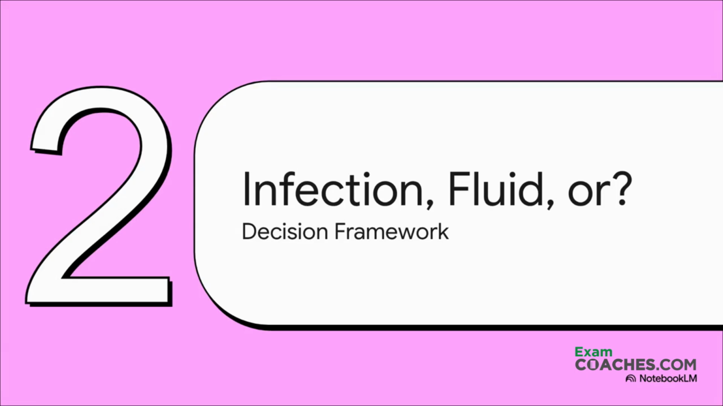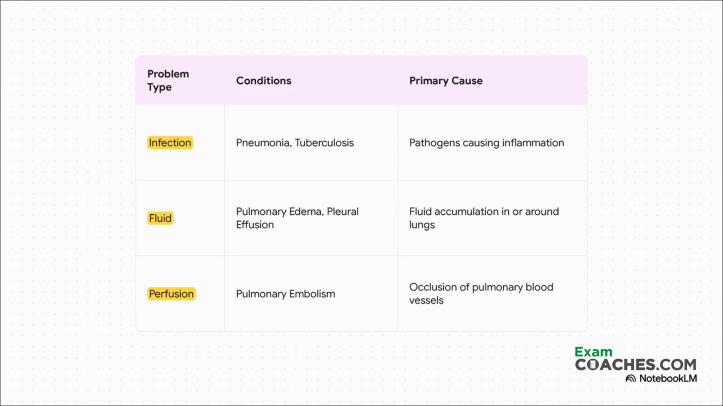These are the exact hurdles we all face. So this is where you need a mental model, a system to just cut through the chaos. And the framework we use at CSMRN starts with one really simple question. Is the main problem here an infection, a fluid issue, or a perfusion problem? And check this out. Look at how this just simplifies everything. You hear pneumonia or TB, you're thinking infection. You hear pulmonary edema or pleural effusion, that's a fluid problem. And a pulmonary embolism, that's a classic perfusion or blood flow problem. This is your first step to getting clarity fast.